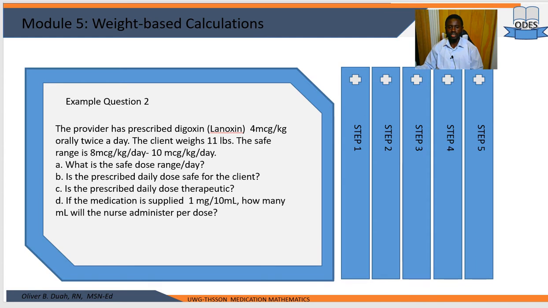We had a question that stated the provider has prescribed digoxin 4 micrograms per kilogram orally twice a day. The client weighs 11 pounds. The safe range for this medication is 8 micrograms per kilogram per day to 10 micrograms per kilogram per day. What is the safe dose range per day for this medication?